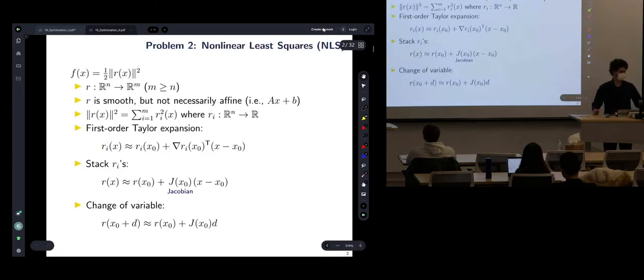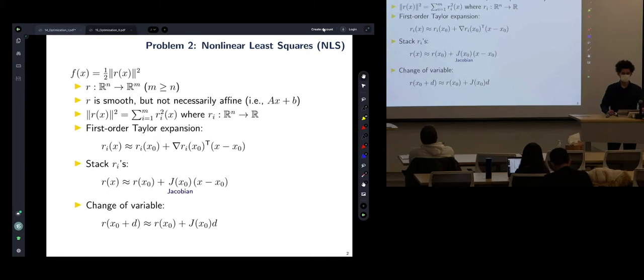So let's review the nonlinear least squares problem. The objective function comes in the form of the norm squared of a residual. The residual was a map from the input Rn to a vector Rm. And the norm was the Euclidean norm. In this type of problem, the residual is not necessarily a linear or affine function, so we had to linearize.